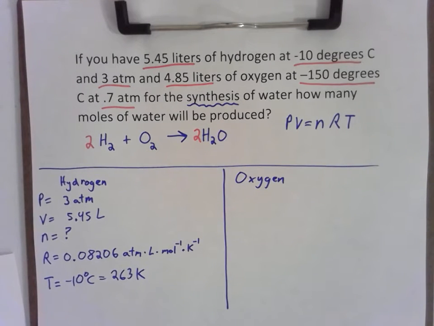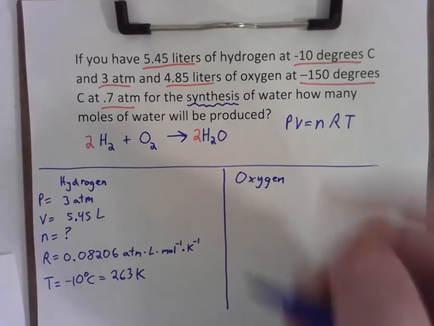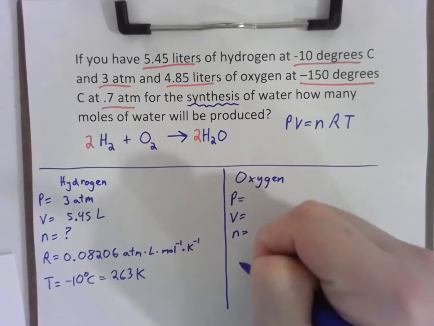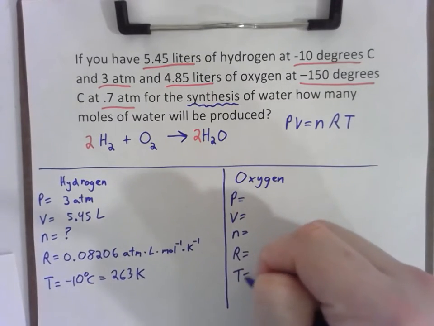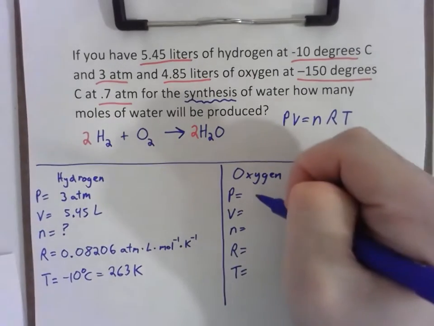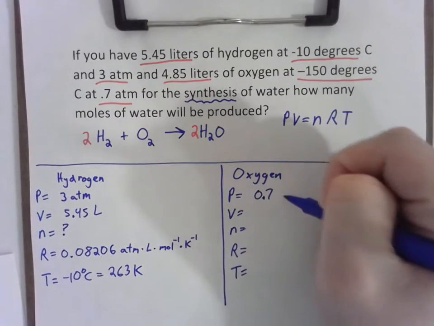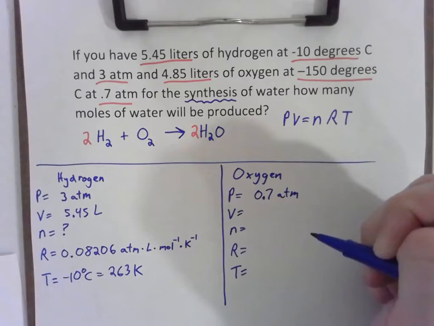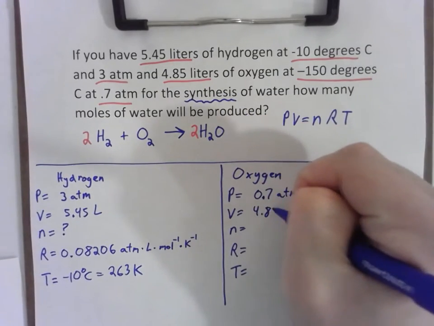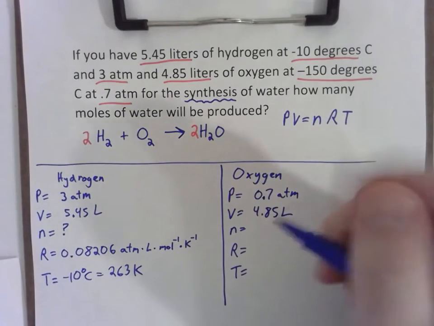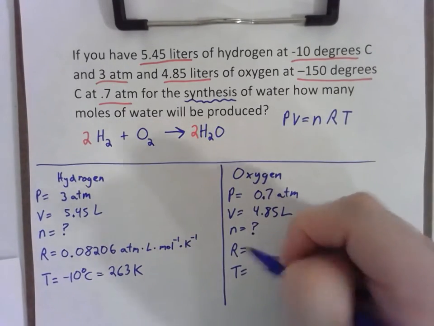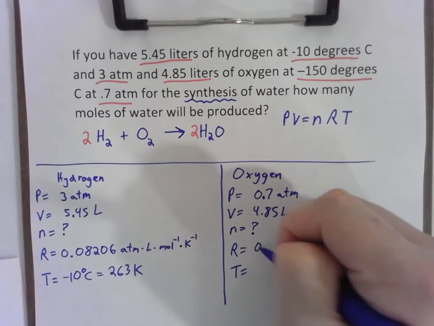Okay, so now I've collected information on the hydrogen. I'm going to do the exact same thing for the oxygen. And the pressure for the oxygen is 0.7 atmospheres. The volume, again, is given in the problem, 4.85 liters. N, that's what I'm solving for. R, it's going to be the same R value I used over here.